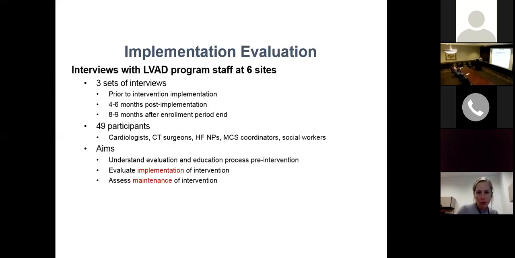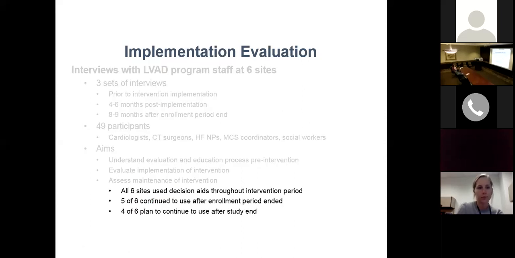Let me get to the implementation evaluation so we can get to some of the qual stuff on how we actually did the convergent mixed methods, or how we're doing, I should say. So the interviews with the LVAD program staff in 6 sites, the 3 sets of interviews I mentioned, 49 total participants, and I mentioned who some of these people were. And our aims were to understand the education process pre-intervention, evaluate implementation of the intervention, and assess maintenance of the intervention.